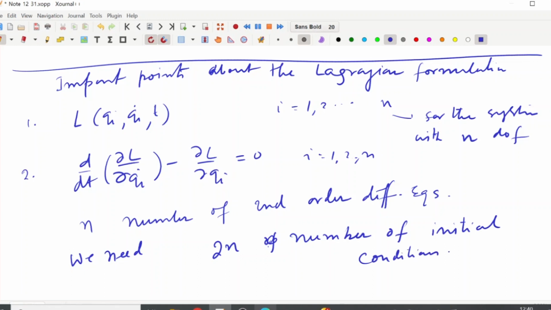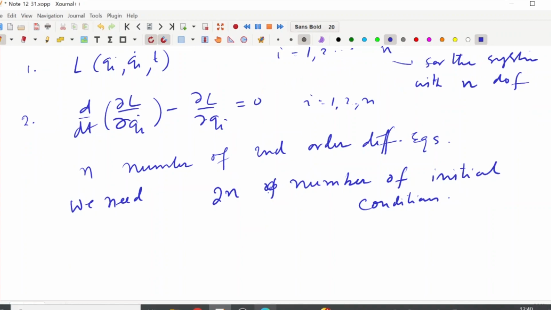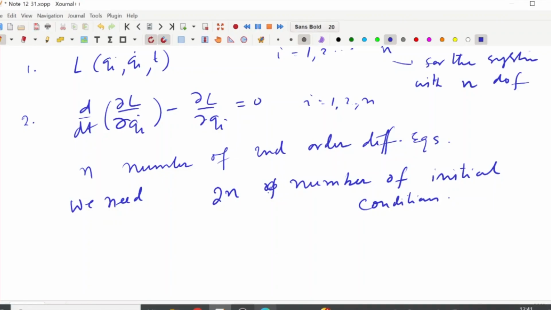I mean that if you have a second order differential equation, then you will get two unknown constants in your solution. So, to fix those two unknown constants, you need two initial conditions: the position of the system at t equal to 0, and the velocity of the system at t equal to 0.